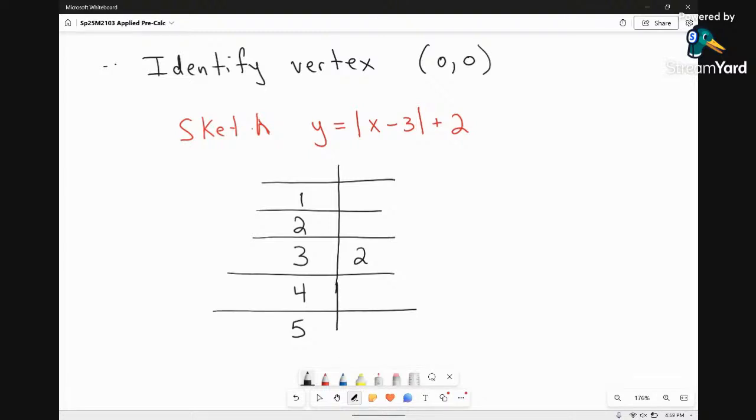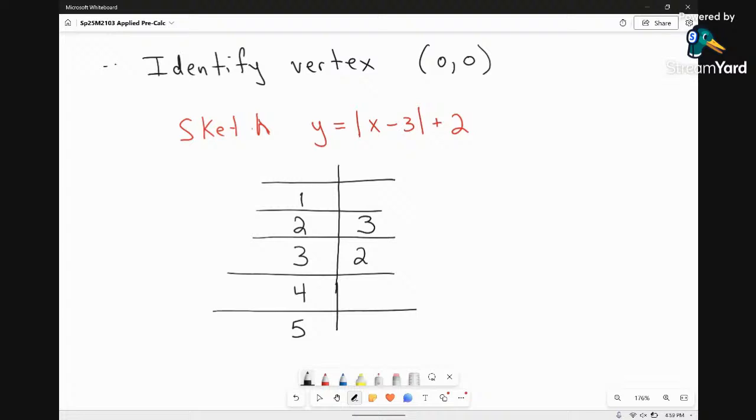How do you find the rest of these outputs? I think the next and last easiest thing to do is just substitute in these numbers. 2, take away 3, is -1. What's the absolute value of -1? Add 2 more, becomes 3. Which other value better output 3?